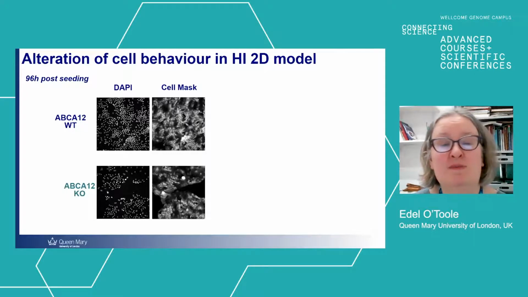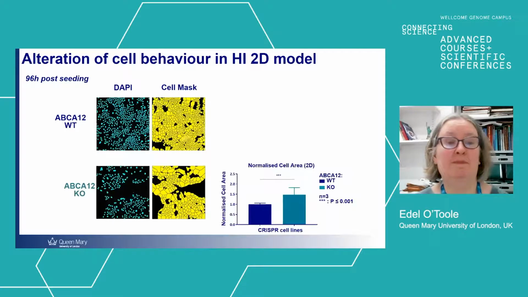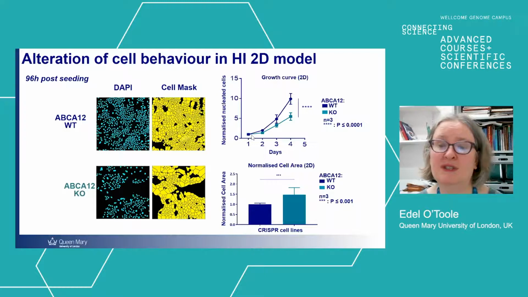We looked at the behavior of the cells in 2D. And here you can see that the ABCA12 knockout cells looked a bit bigger. And this is a quantification of the normalized cell area, so you can see it's increased. And growth seemed to be a little bit slower. So this is a growth curve over 5 days, and you can see that the knockout is a bit less than the control.